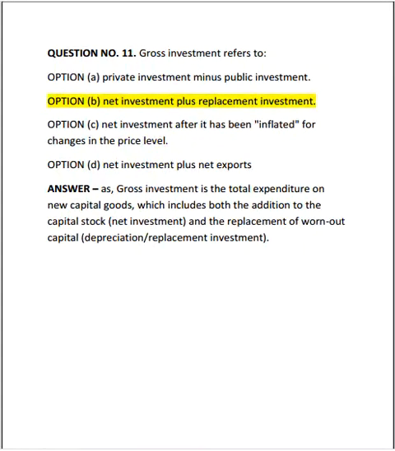Question No. 11. Gross investment refers to. Option A. Private investment minus public investment. Option B. Net investment plus replacement investment. Option C. Net investment after it has been inflated for changes in the price level. Option D. Net investment plus net exports. Answer. As gross investment is the total expenditure on new capital goods, which includes both the addition to the capital stock, net investment, and the replacement of worn-out capital, depreciation, replacement investment.